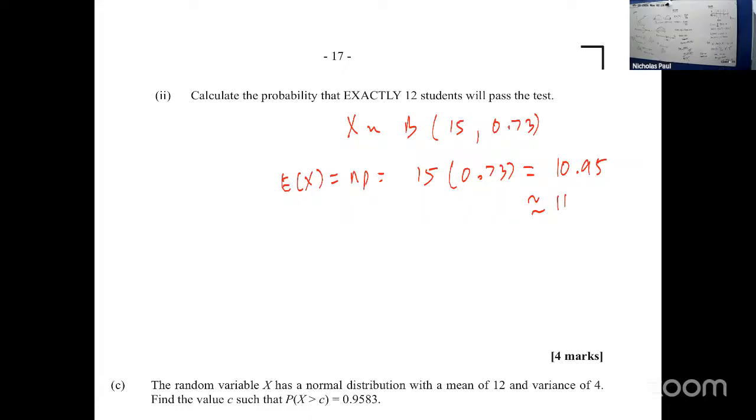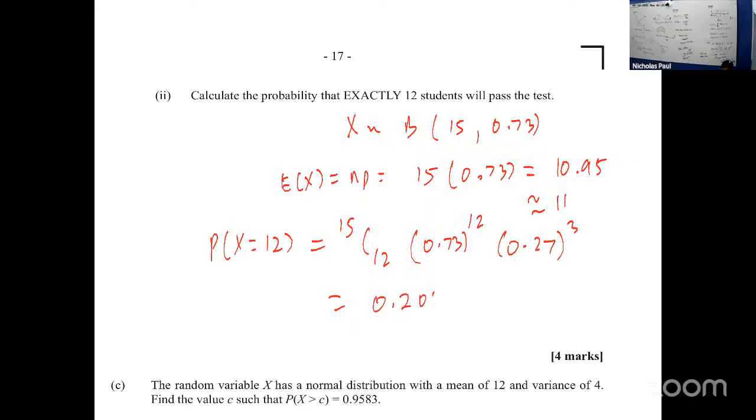Find the probability of exactly 12. So that'll be 15 C 12 by 0.73 to the power 12 by 0.27 to the power 3. How much is that? 0.205. Are you okay with that? Ali, are you okay with that?